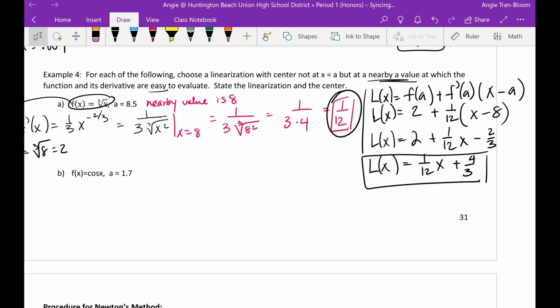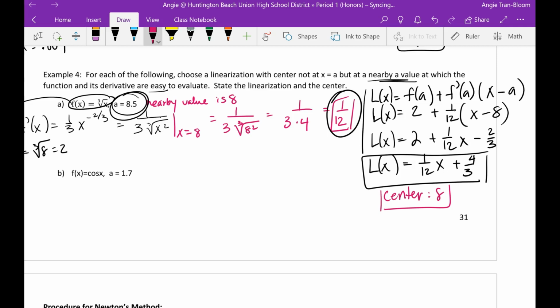It says for each of the following, choose a linearization with the center not at x equals 8.5, but a nearby value. I don't want 8.5. I want a nearby value that's easy for me to calculate. And it says state the center. I pick 8, so my center is 8. Perfect.